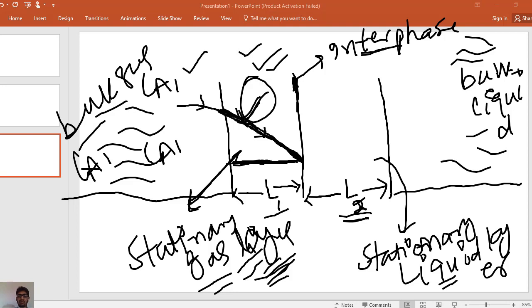Similarly, when component A reaches the interface, at the interface component A is neither accumulated nor destroyed. As component A comes to the interface, it diffuses out into the stationary liquid layer region. So component A is dissolving in the stationary liquid layer region.